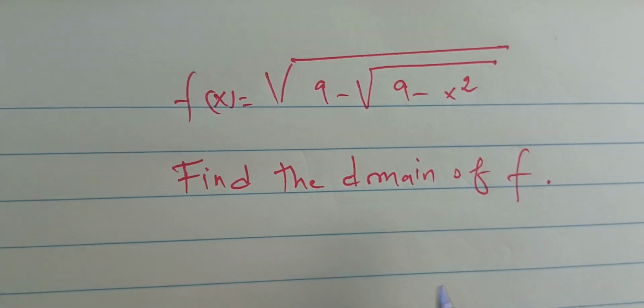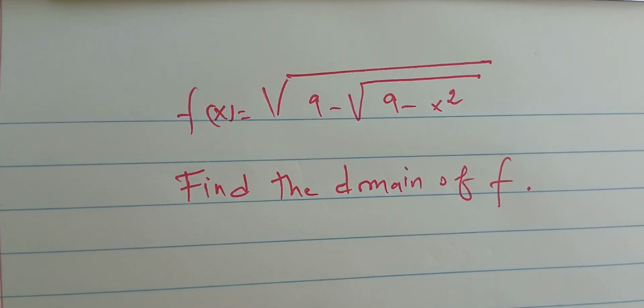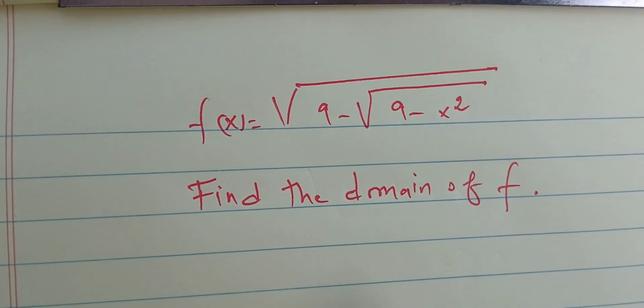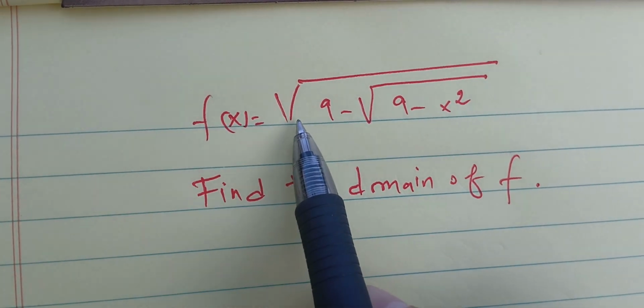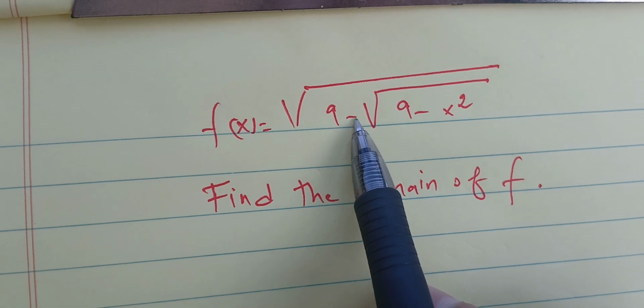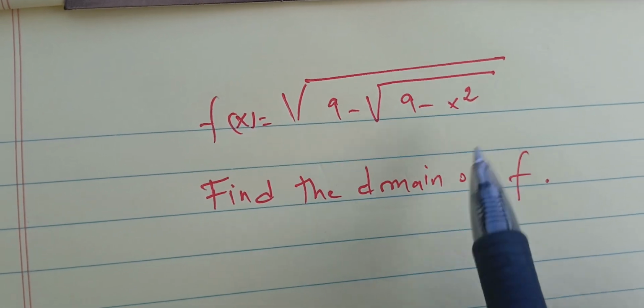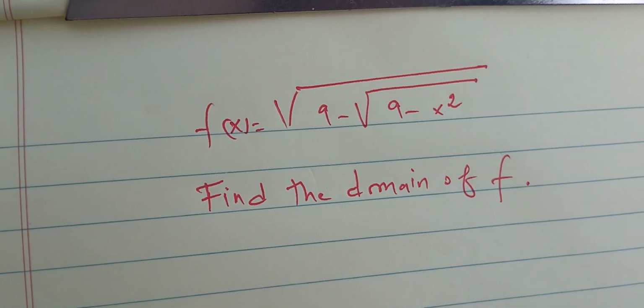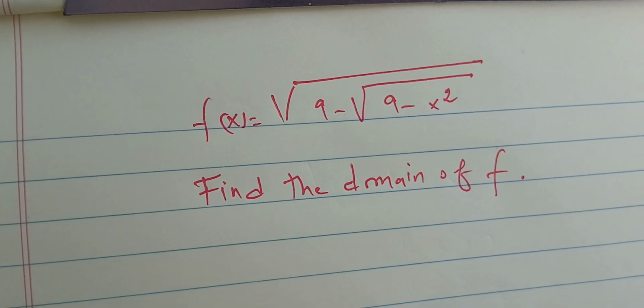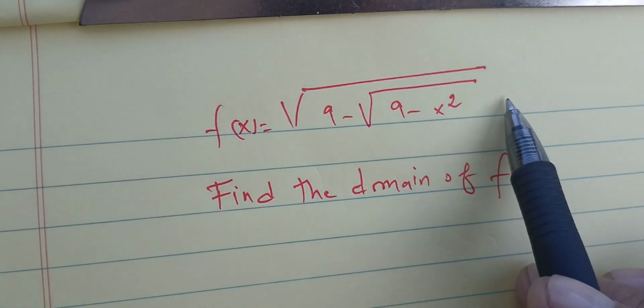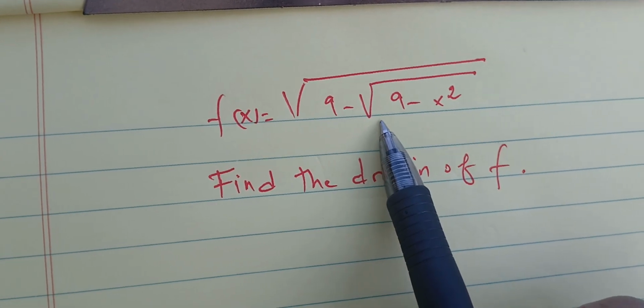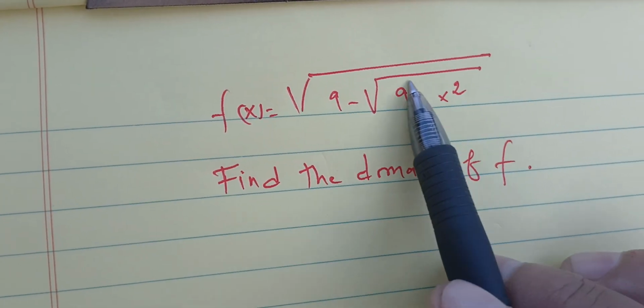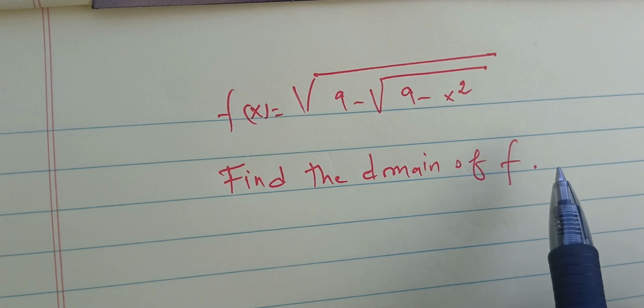Welcome back. In this question, we're going to find the domain of definition of f. Our f is given by the square root of 9 minus the square root of 9 minus x squared. The key idea here is that we start from the inside out. So the first condition that we need is to have the square root of 9 minus x squared defined.